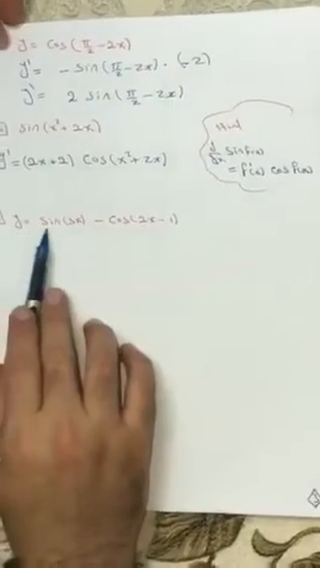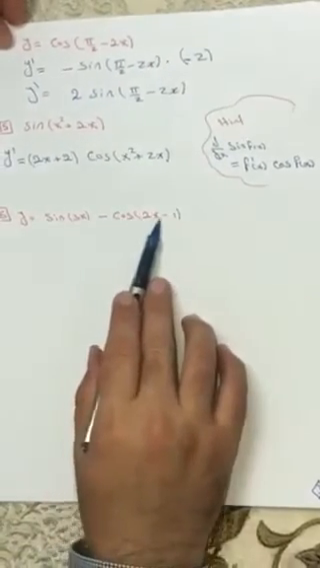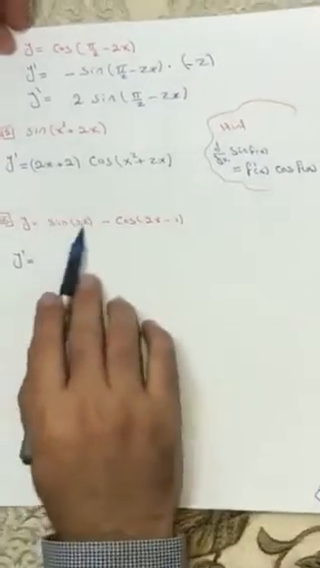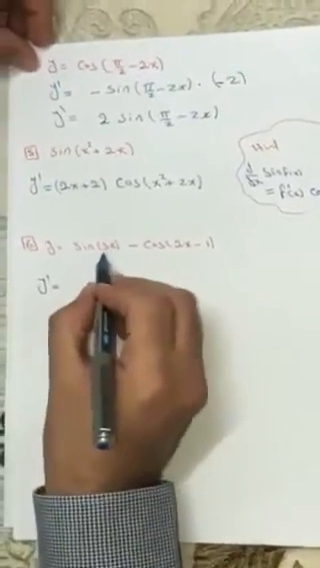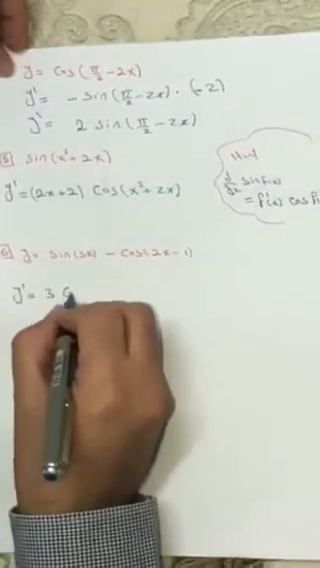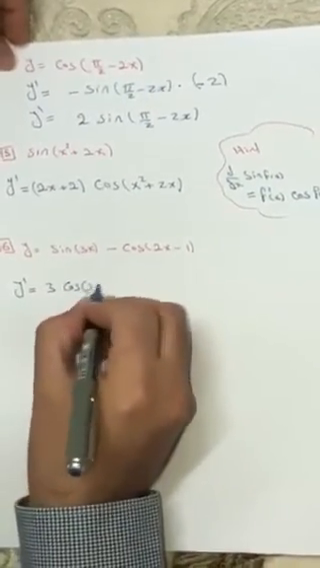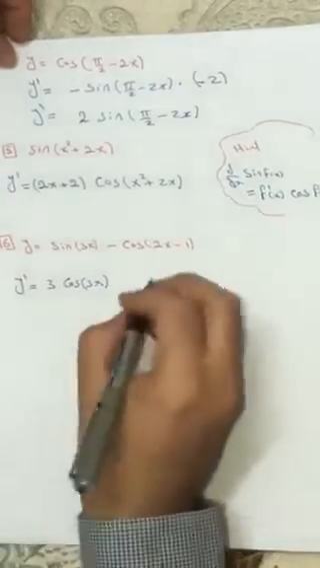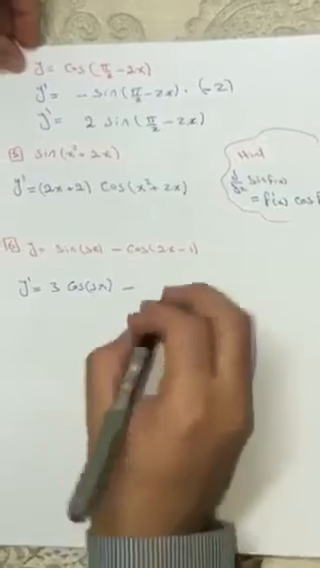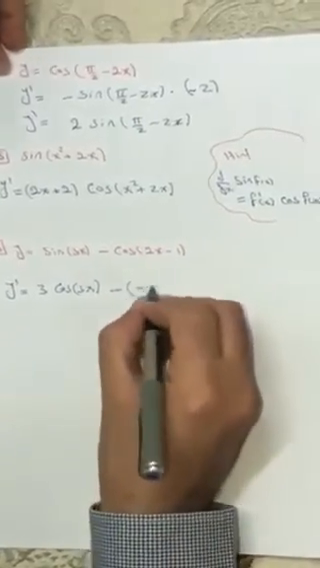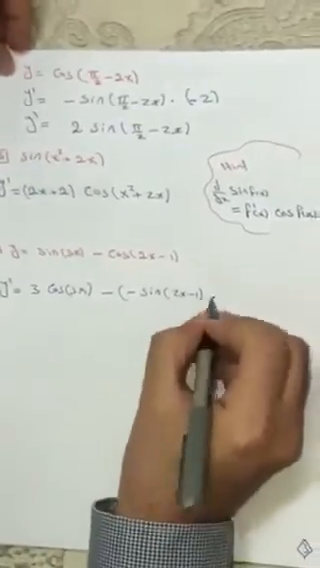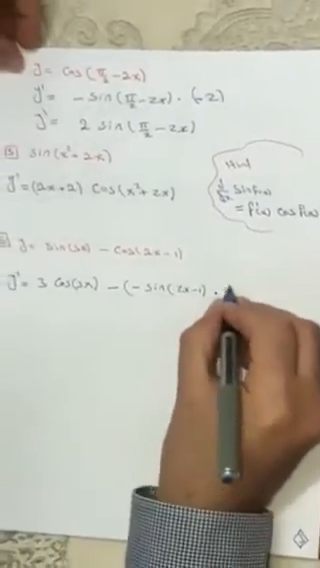Last one, y equals sine 3x minus cos 2x minus 1. So y dash equal sine 3x. Let's start. Derivative of 3x is 3. Derivative of sine is cos 3x. This is the answer. Then minus derivative of cosine. Derivative cosine is negative sine. So it's negative sine 2x minus 1. Multiply derivative angle, which is 2.